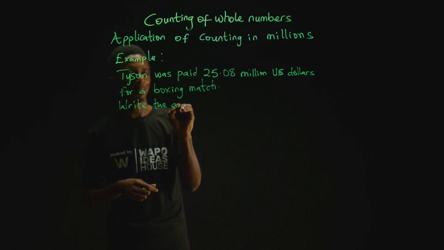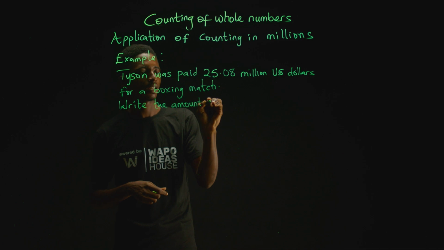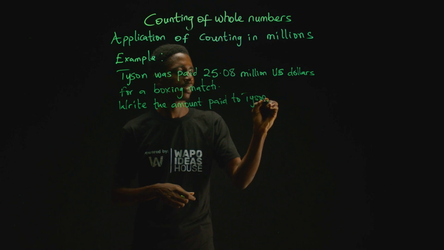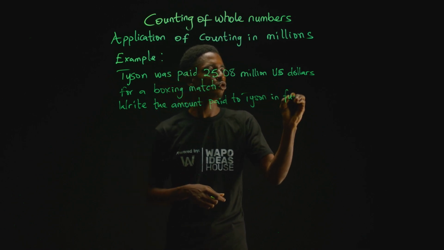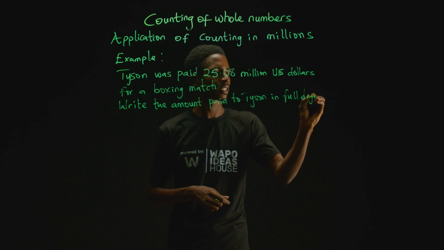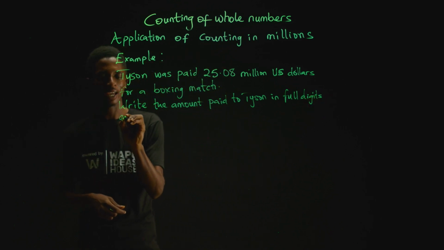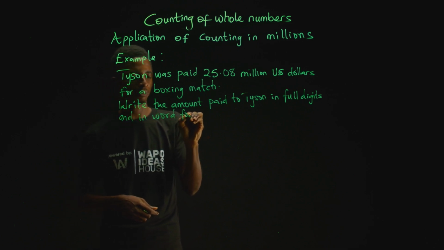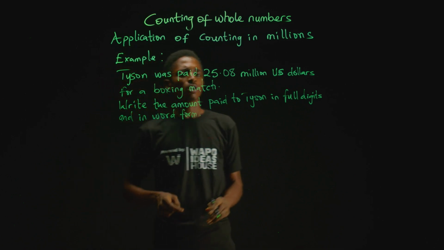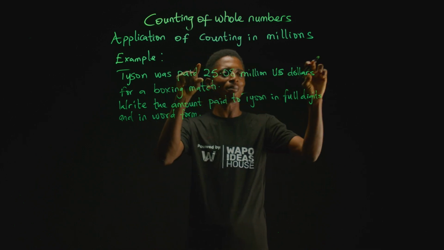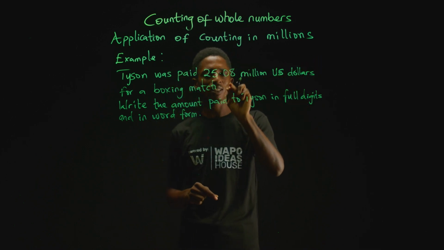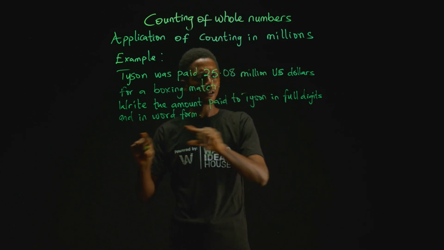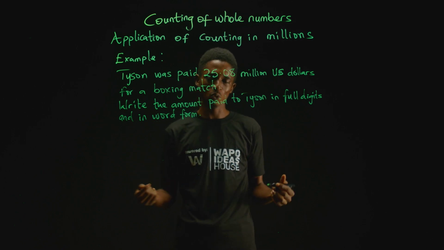the amount paid to Tyson in full digits and in word form. So the task is to write out this amount, 25.08 million US dollars in full digits and then in words.